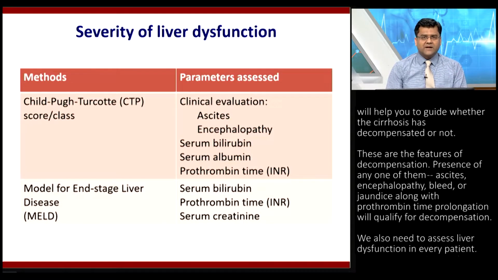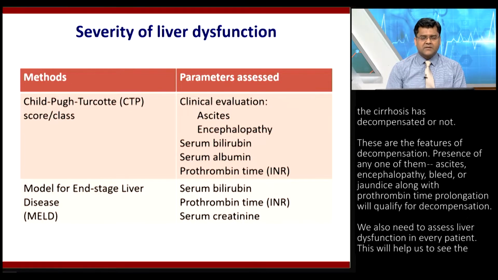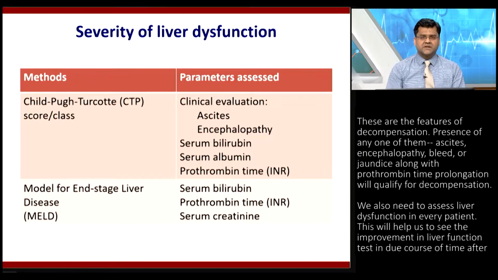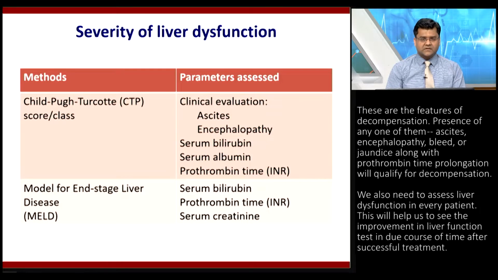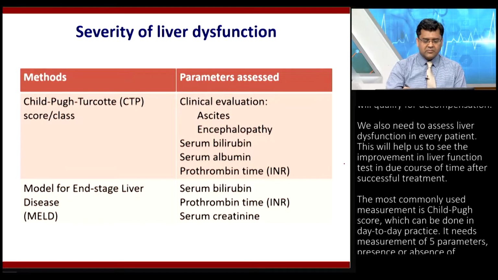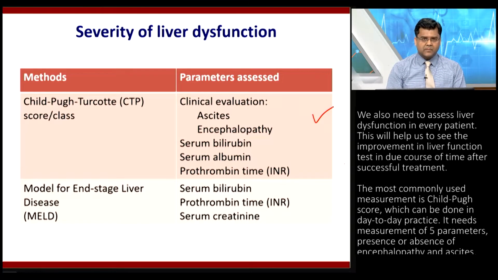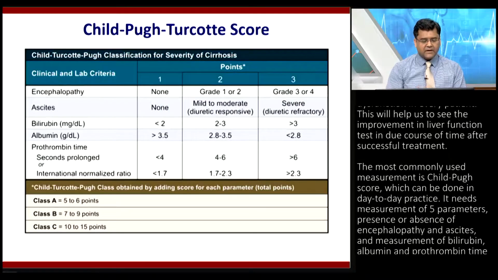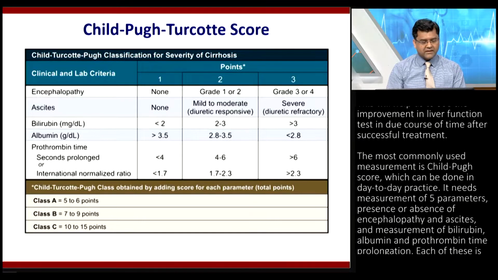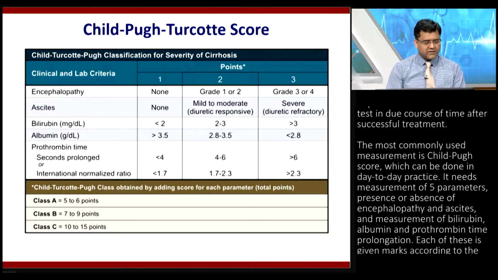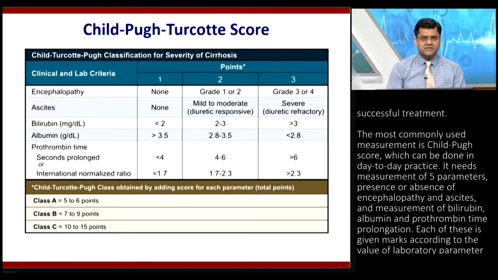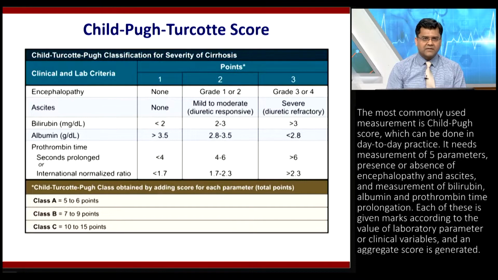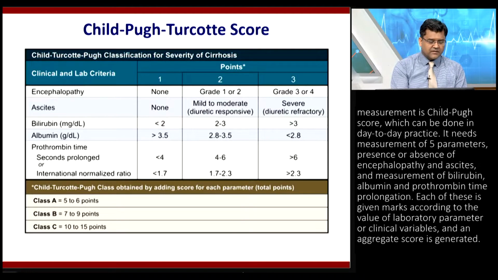We also need to assess the liver dysfunction in every patient, which will help us see the improvement in liver function tests in due course of time after successful treatment. The most commonly used measurement is the Child-Pugh score, which can be done in day-to-day practice. It needs measurement of 5 parameters: presence or absence of encephalopathy, ascites, bilirubin, albumin and prothrombin time prolongation, and each of them is marked according to the laboratory parameter and the clinical variables, and a score is generated.